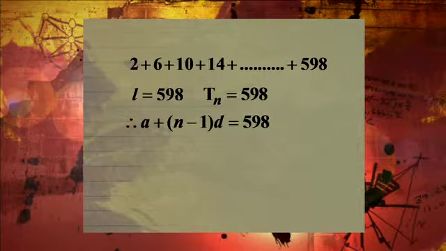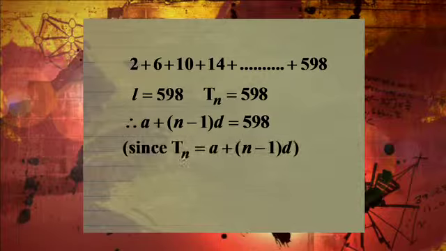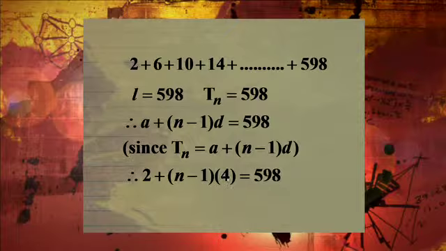That's the formula for the terms of an arithmetic sequence. We're going to use the formula now. Tn is simply a plus n minus 1 d. Now, what do we know about this? What do we know about a? a is 2. We don't know n. We know d. d is definitely 4, so the constant difference is 4.